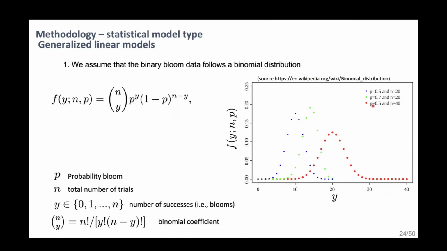So let's say you have a probability of bloom of 50%, so 0.5, and a total number of observations of 40. What you expect is that you have approximately 20 blooms. Indeed, near 20, you see this peak in the probability distribution. For example, if you have a probability of a bloom of 50% and you have 40 observations, the probability that 40 out of 40 are blooms is very low. And that's indeed what this distribution shows you. Okay, so that's the first important assumption.